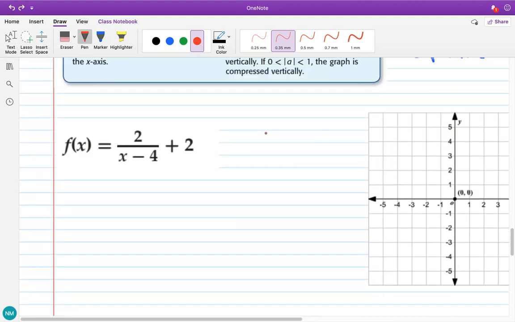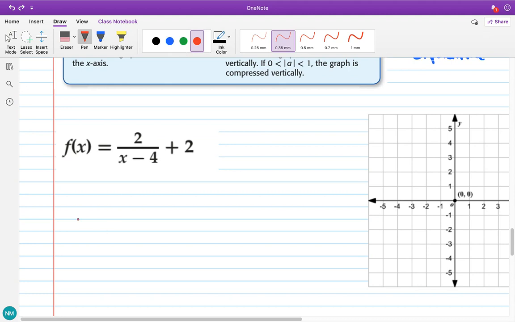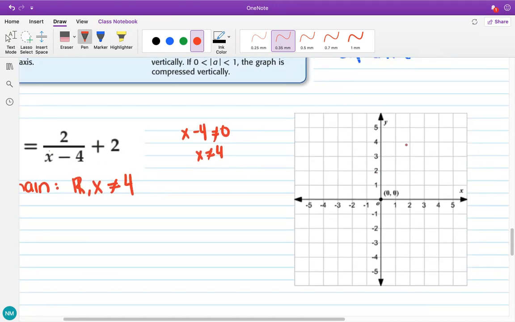So let's talk about this. First thing you're going to do is find the domain. My domain is going to be all real numbers, but x cannot equal what? 4. I set x minus 4 equal to 0, so x cannot equal 4. So I know at x equals 4, I'm going to have a vertical asymptote immediately.